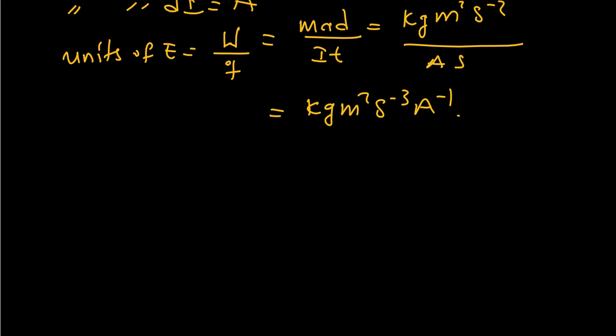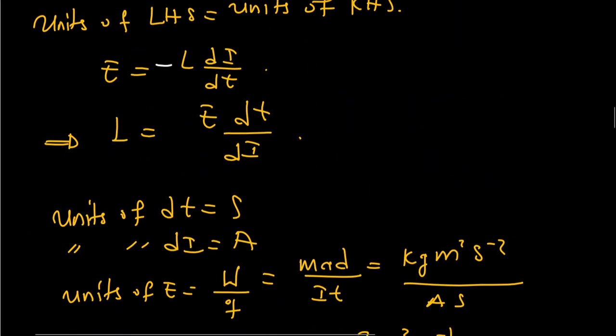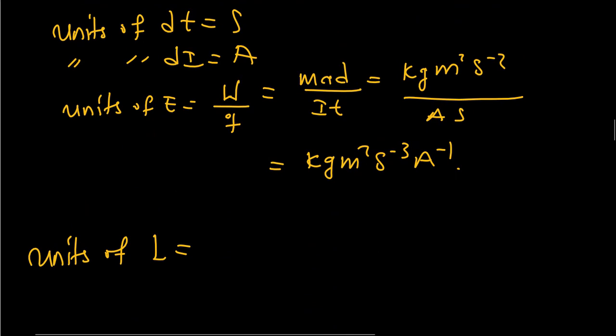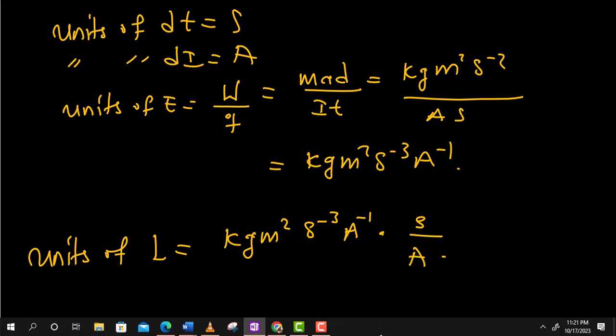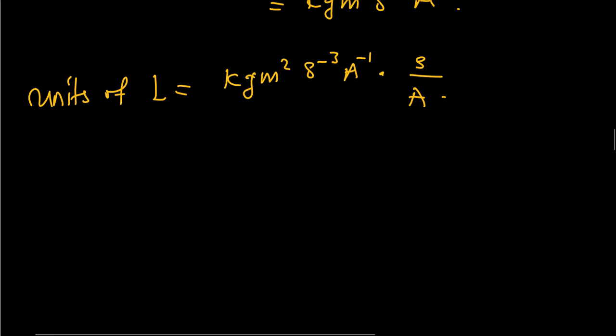Now let's get the unit of L. The unit of L will be equal to the unit of E times dt on the I. So E has units kilogram meter squared per second cube per ampere times dt, which is measured in seconds, per ampere. So it means the unit of inductance is equivalent to the kilogram meter square per second cube.